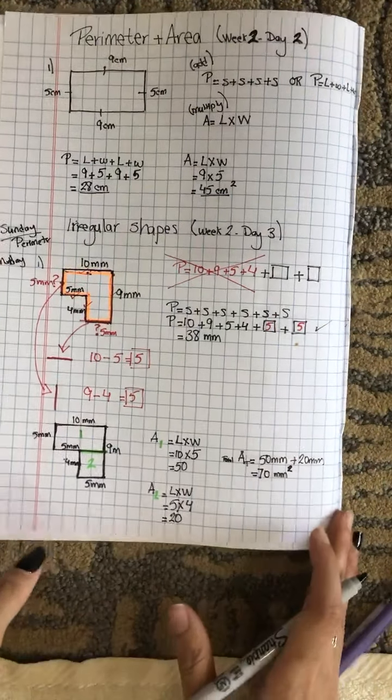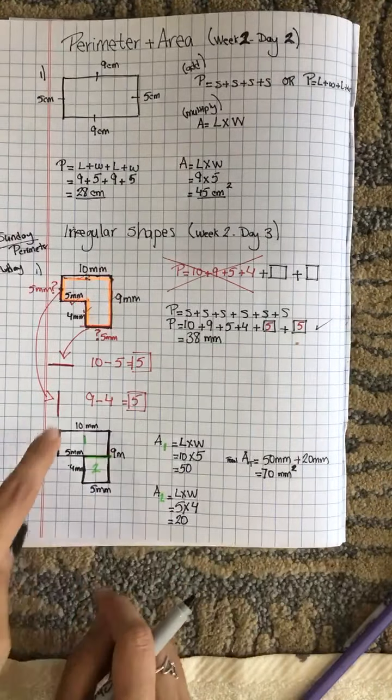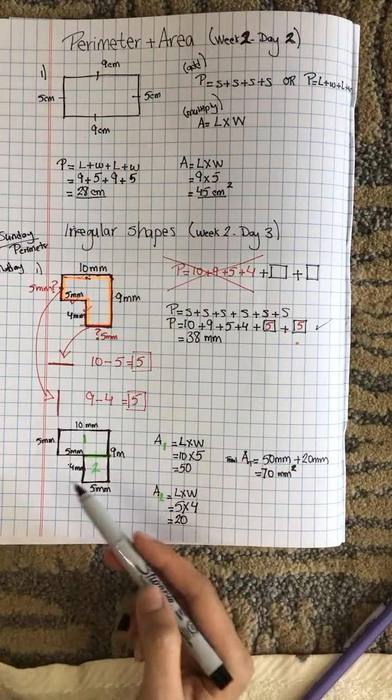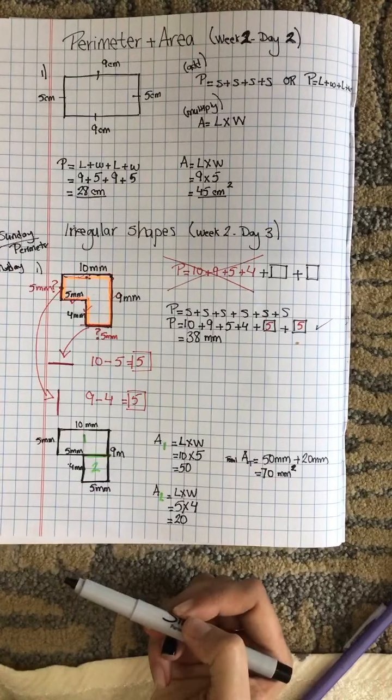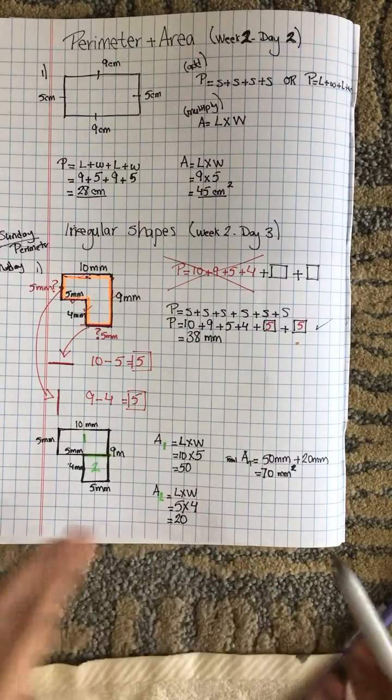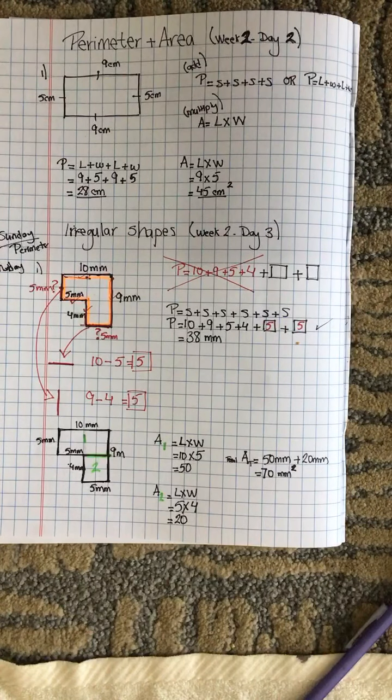So step 1 is you want to chop it somewhere, so I have 2 regular shapes. Then you need to find the area of each separate shape. And don't let the extra numbers confuse you. And then you just add them together. Okay, let's do another one together. So don't panic yet. Let's do some more examples together.